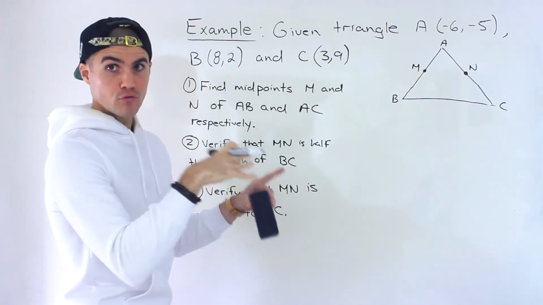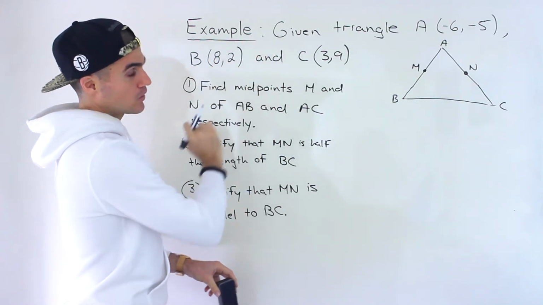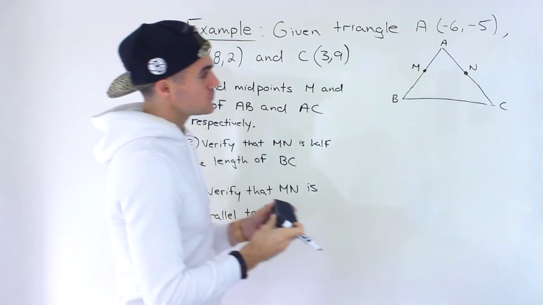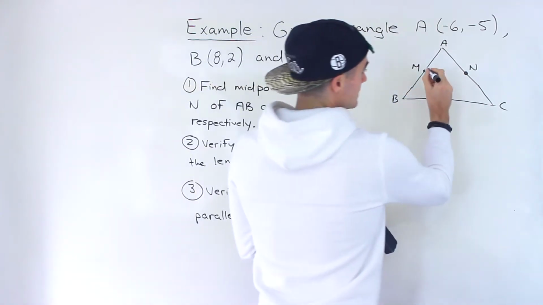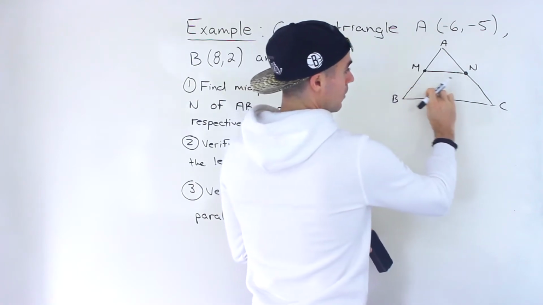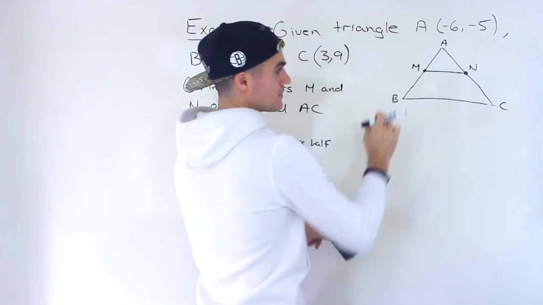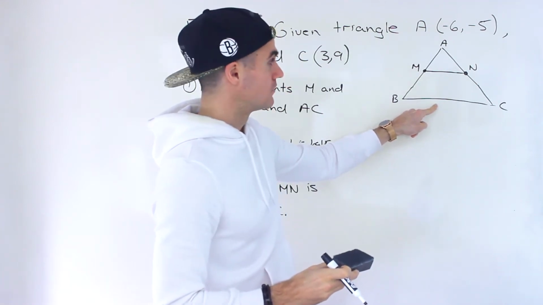Now, just in general, for any triangle, this is always going to hold. No matter what coordinates you're given, once you have the midpoints of these two sides, this length is always going to be half of this length, and these two lines are going to be parallel.